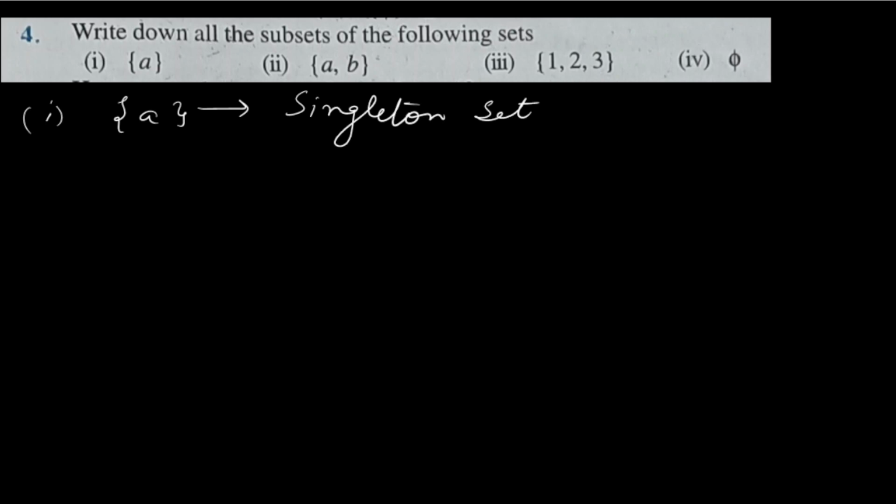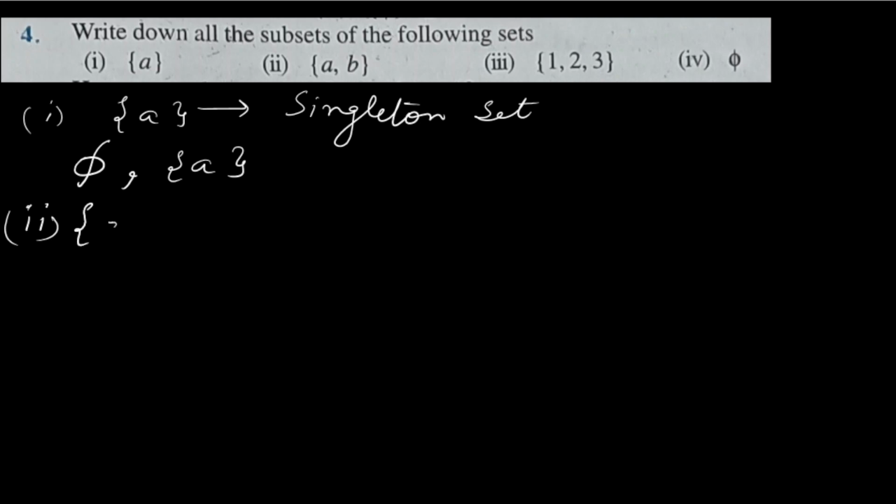So subsets, if I have to write here, only two subsets will be there. First of all, the empty set, and secondly the set itself. So these two are the subsets of this set, because here we don't have any other element. So a singleton set will always have only two subsets.